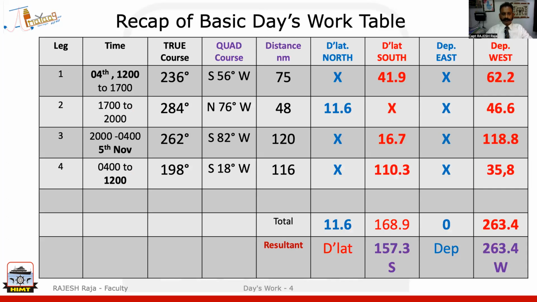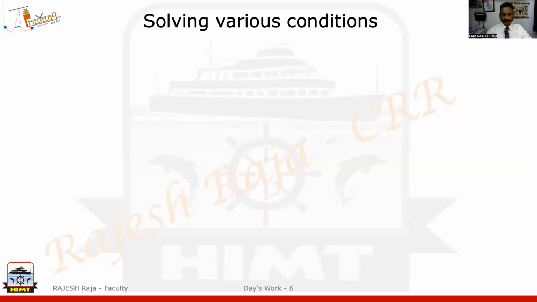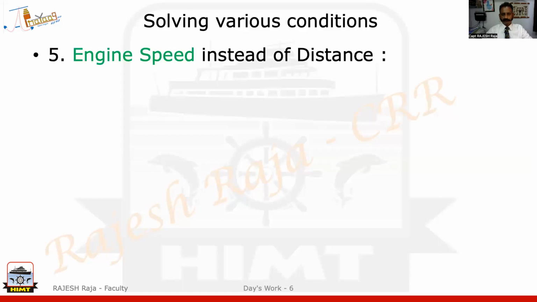Again, a quick recap on this basic table. Normally, a few things I need to continue. I need the time duration. I need the true course to be converted into quadrantal course. And I need distance. So with quad course and distance, I can make the table of delat south or north and departure east or west. This is your basic table. Let us deviate from this table a little bit, depending on what condition is given.